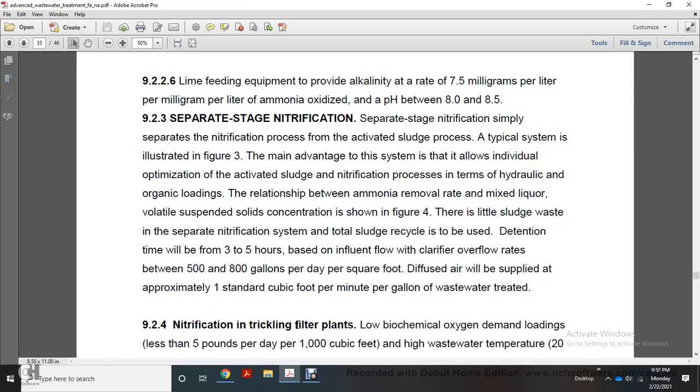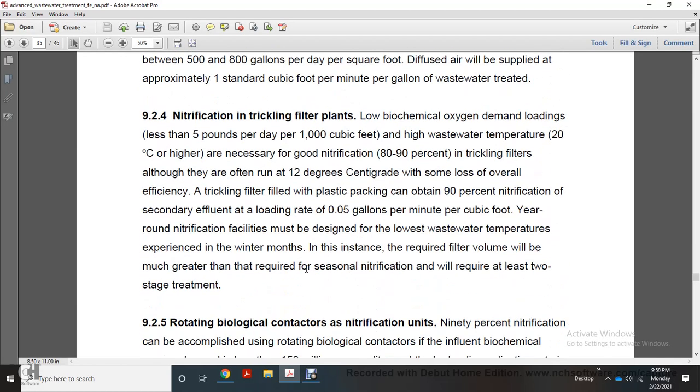With little sludge wasted, the separate nitrification system's sludge is recycled for use. Detention time will be between 3 to 5 hours based on the influent flow, with clarifier overflow rates between 500 and 800 gallons per day per square foot. Diffused air will be supplied at approximately 1 standard cubic foot per minute per gallon of wastewater treated.